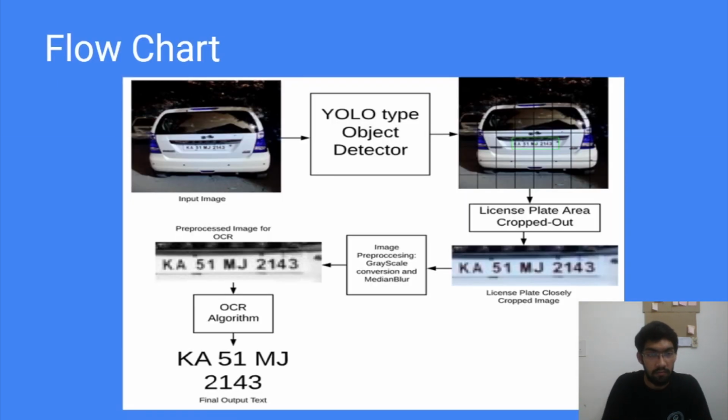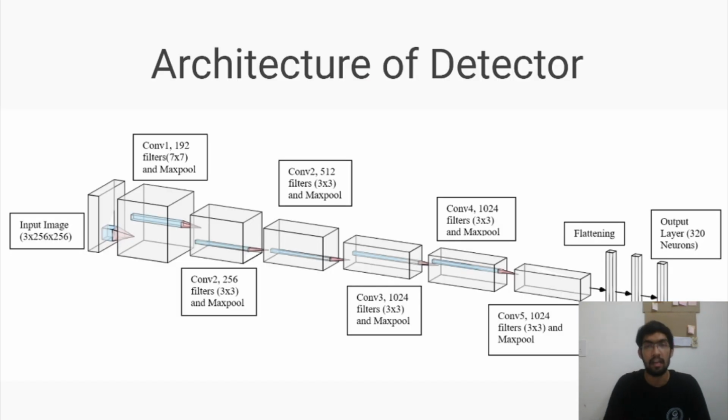The basic flowchart: we'll pass an input RGB image to the YOLO type object detector that we will be creating. Then it will output the coordinates of the license plate in the image. We'll crop out the license plate, then we'll pre-process it, make it grayscale, and then we'll pass it to OCR, which in our case is PyTesseract. It will give us the text present in that license plate, which will be the license number, which in this case is KA51MJ2143. The architecture of the object detector is this.